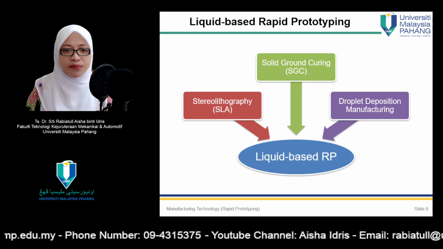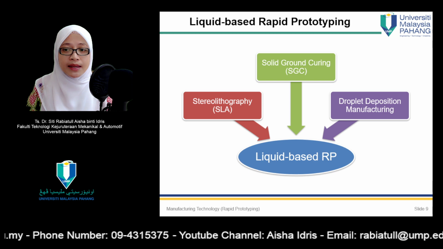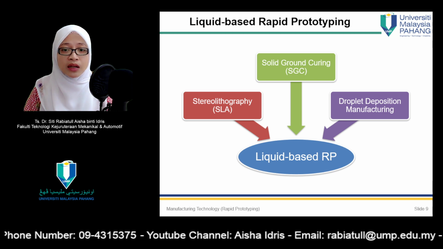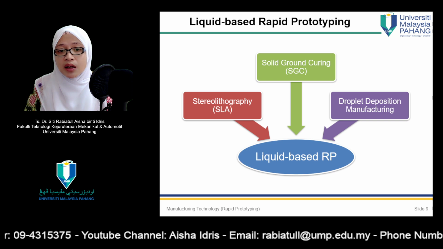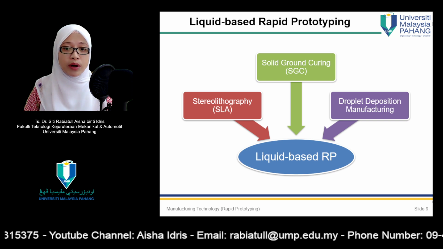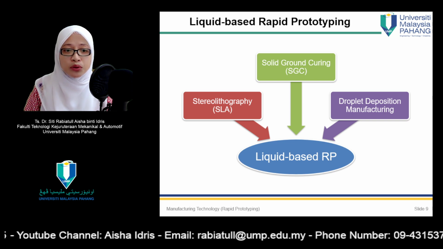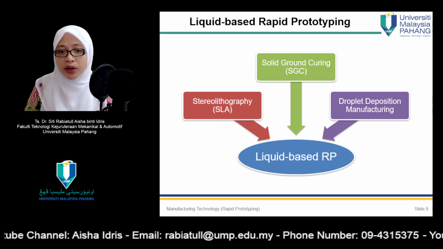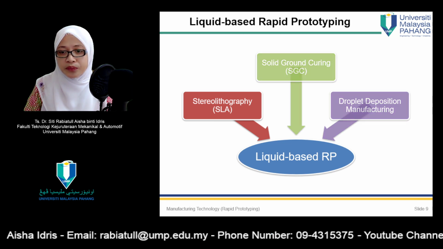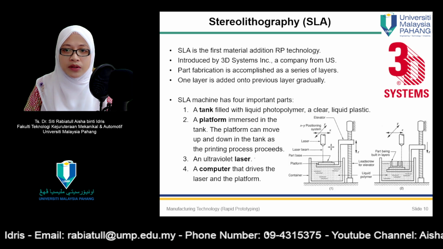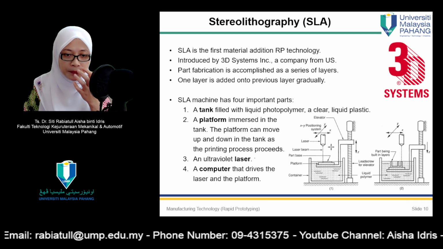The starting material in this technology is liquid. About a dozen RP technologies are in these categories, of which we have selected the following to describe: number one is stereolithography, number two, solid ground curing, and number three, droplet deposition manufacturing. So let's look at stereolithography, or SLA.